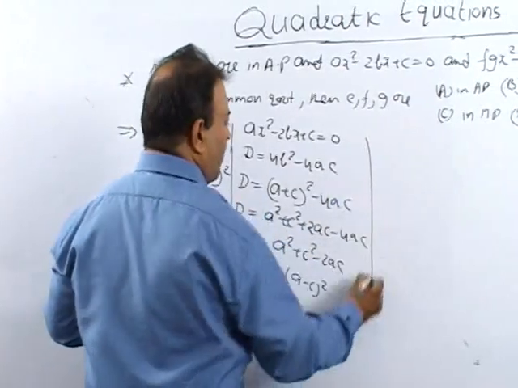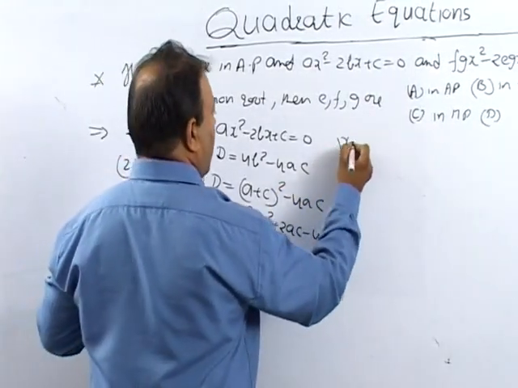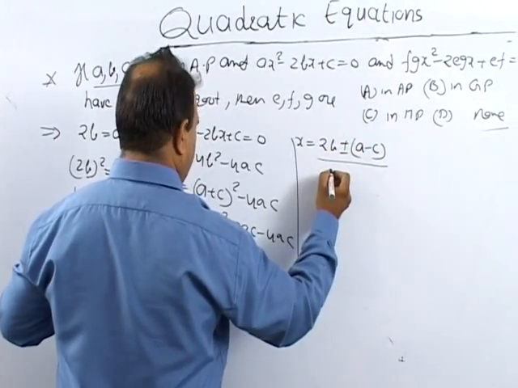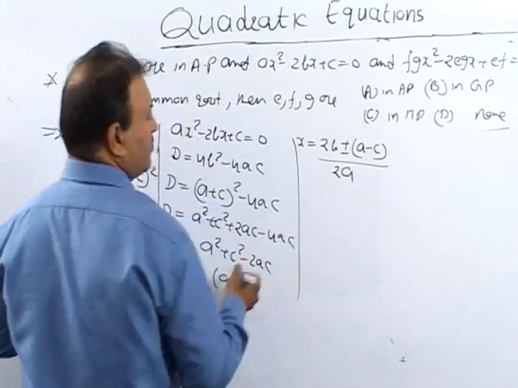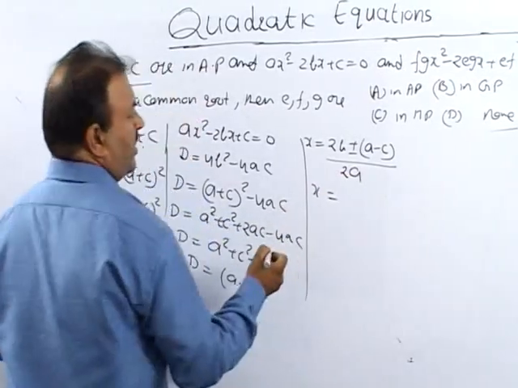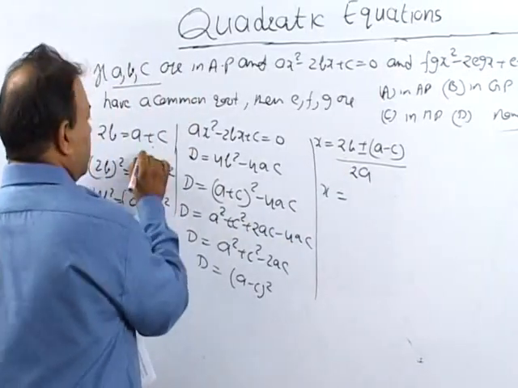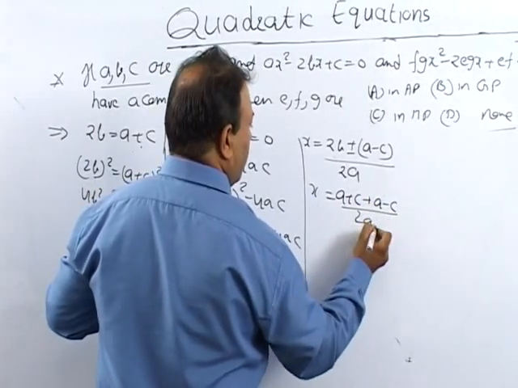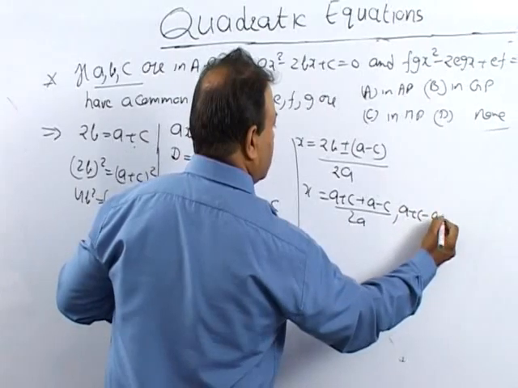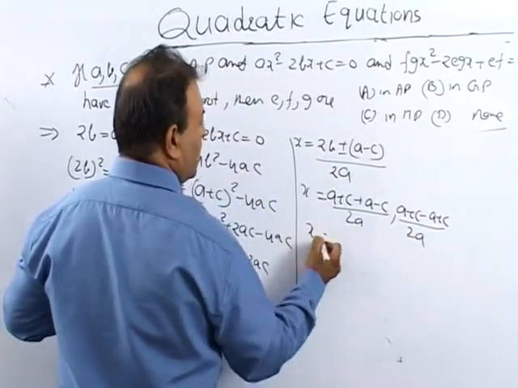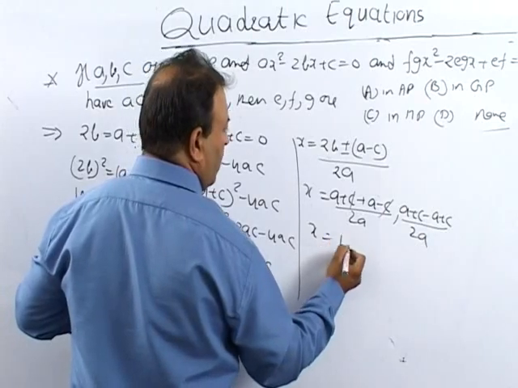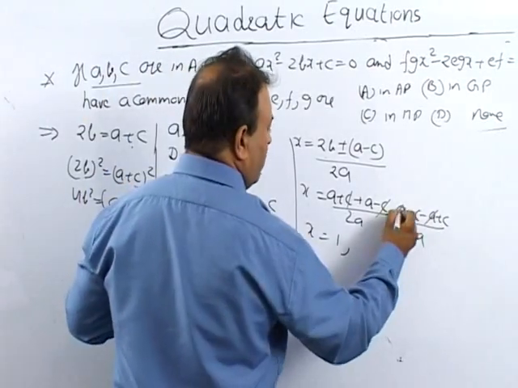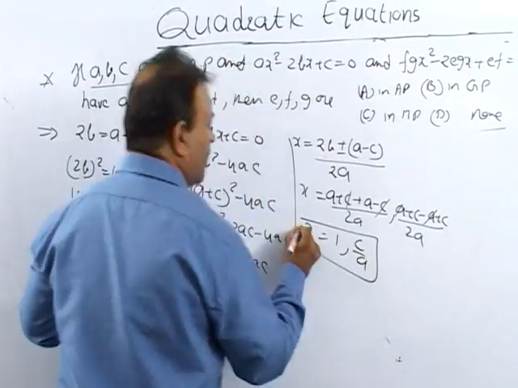Then I can find out the roots. The roots will be x is equal to 2b plus minus a minus c upon 2a. X is equal to 2b, we know that it is a plus c, so a plus c plus a minus c upon 2a, comma, a plus c minus a plus c upon 2a. X is equal to 1, comma, we find a and a will be cancelled out, c over a. So we got two roots.